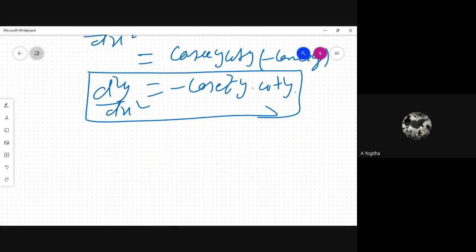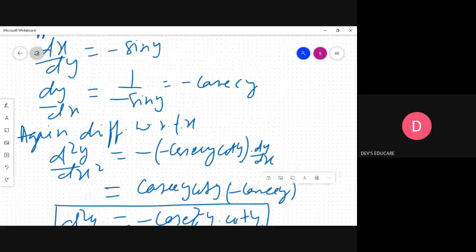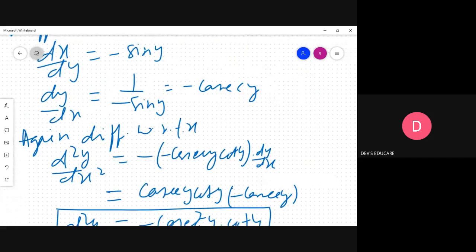So why did we multiply by dy by dx? Because we are differentiating with respect to x and here it is y. Yes, we have differentiated with respect to x. So the differentiation of y is dy by dx.